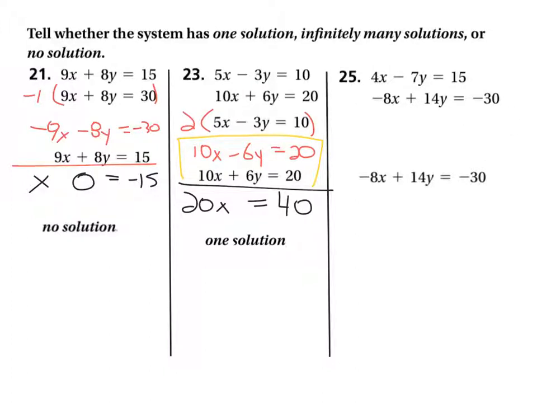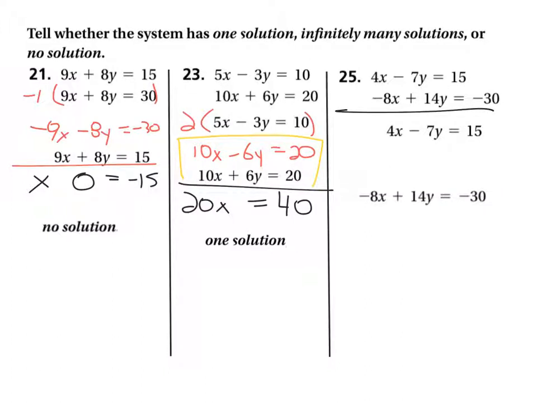Moving on, we keep that one the same, but I'm going to double this one. Let me draw a line here. What I'm trying to do here is double this one because I can see that if I double this equation, I will get 8x's. That's the exact opposite of the -8x's. This will be positive 8x's, -8x's. Those will cancel out. So what do we get? 2 times 4x, 8x. 2 times -7y, -14y equals. And 2 times 15, 30.